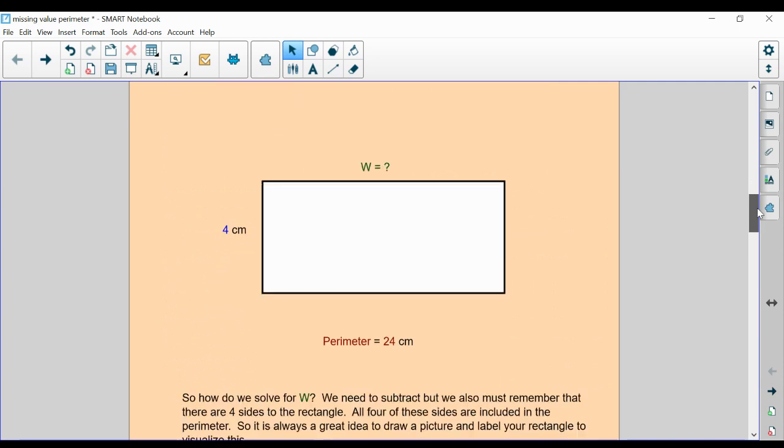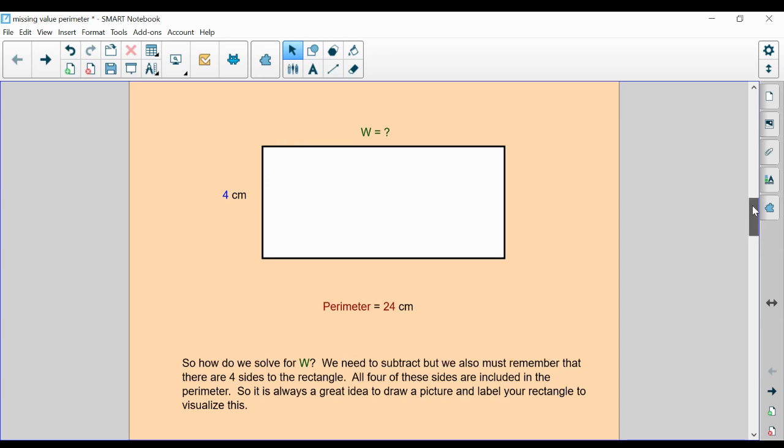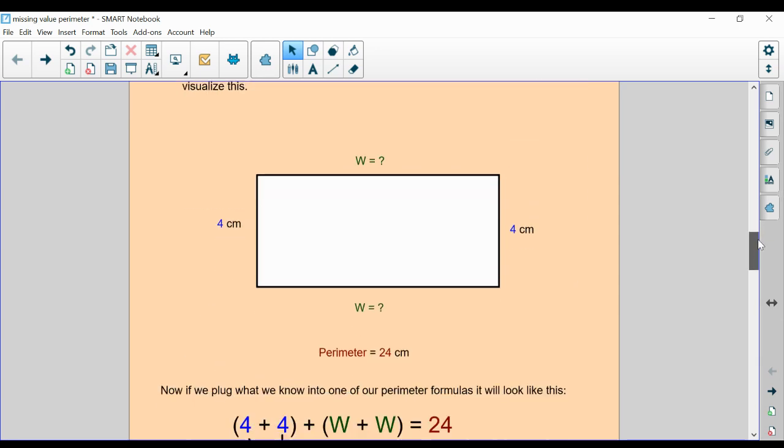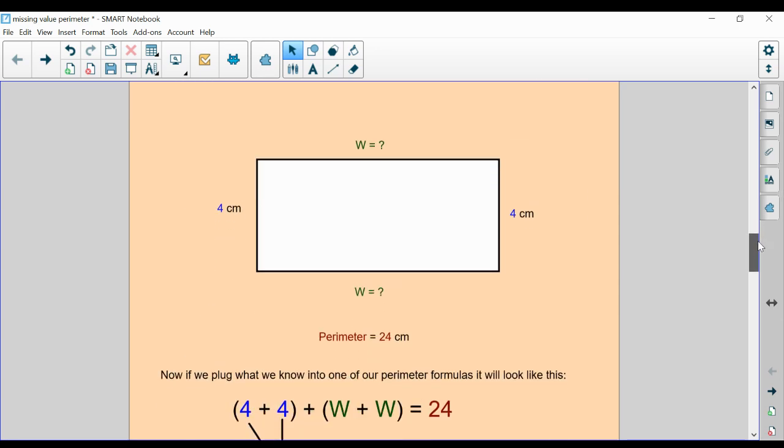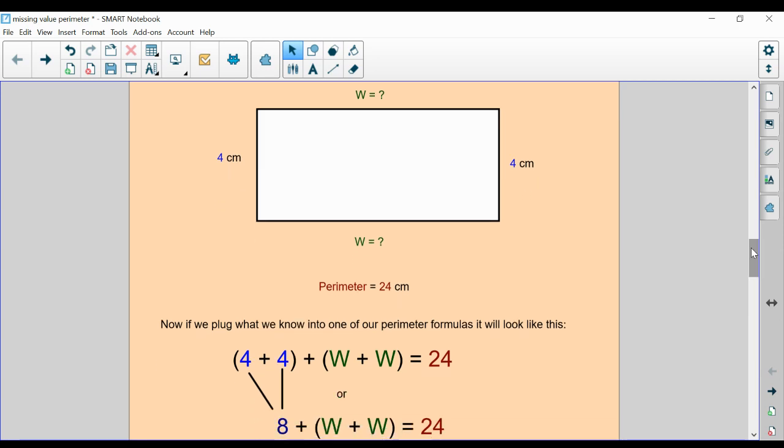So how do we solve for the width? Well, we do in fact use subtraction, but you also have to remember all four sides have a value, not just the ones that are shown. So what I like to do is label my rectangle properly before even attempting a perimeter problem. So I have 4 on either side, and then I have our missing W on both opposite sides, on the top and the bottom.